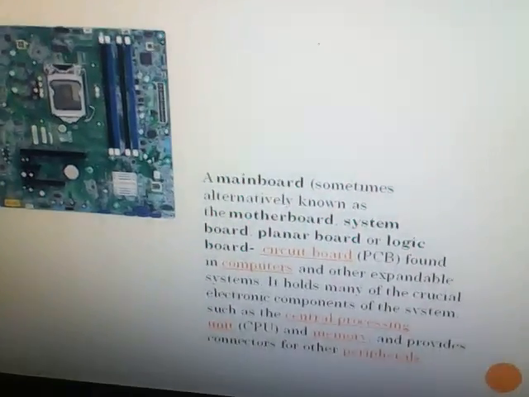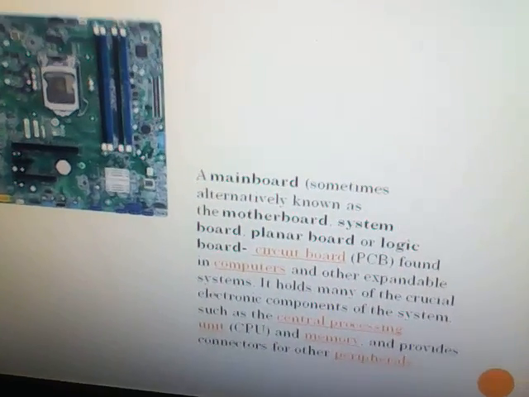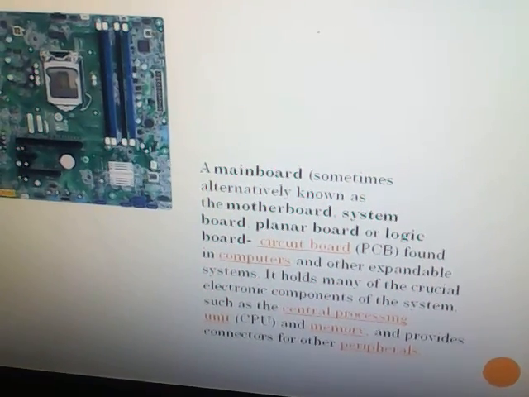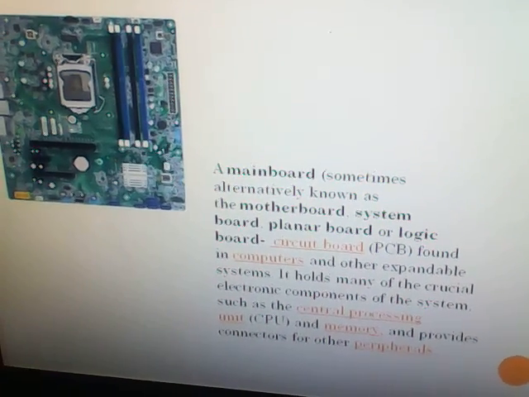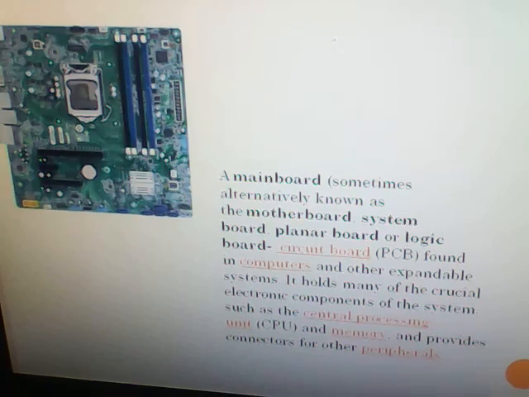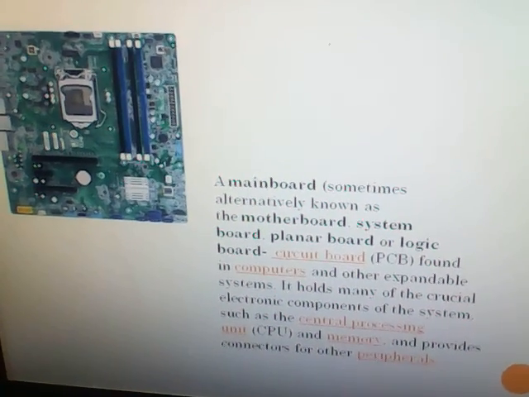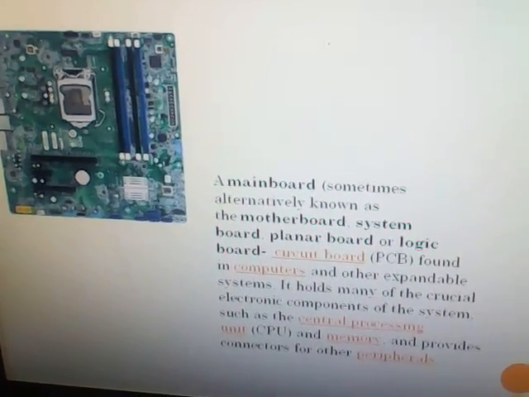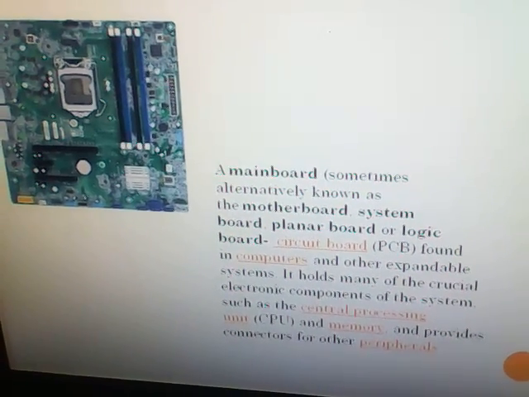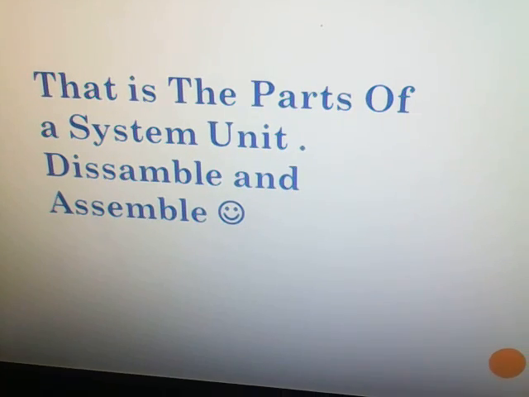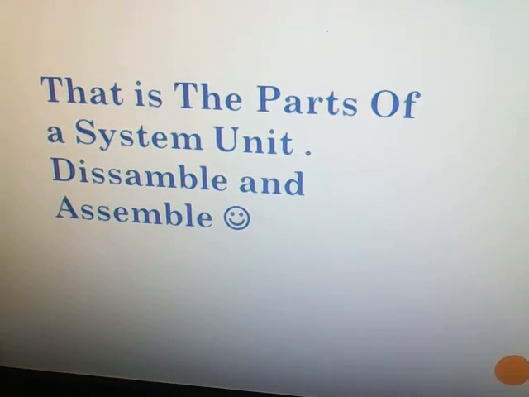Mainboard. A mainboard, sometimes alternatively known as the motherboard, system board, planar board, or logic board, found in computers and other expandable systems, holds many of the crucial electronic components of the system, such as the central processing unit and memory, and provides connectors for other peripherals. That is the parts of a system unit: disassemble and assemble.